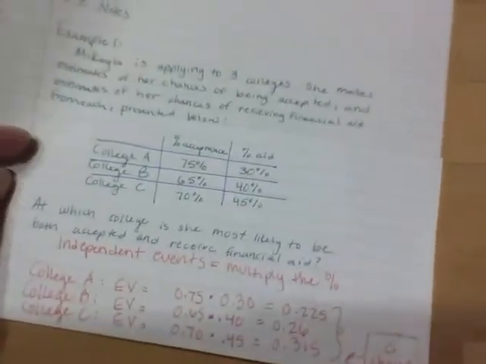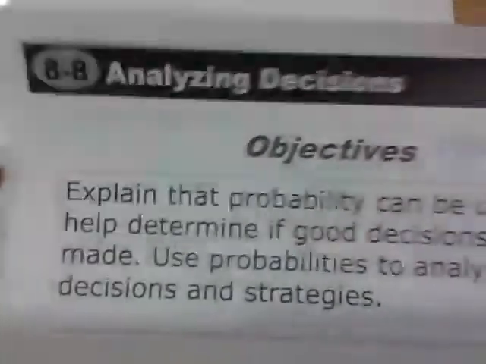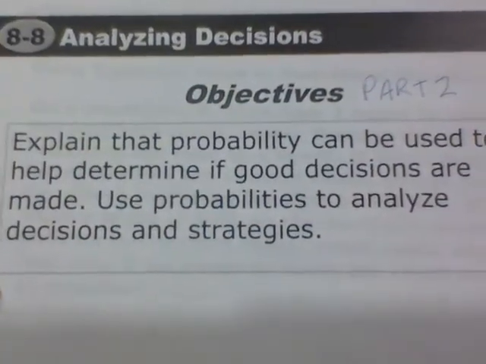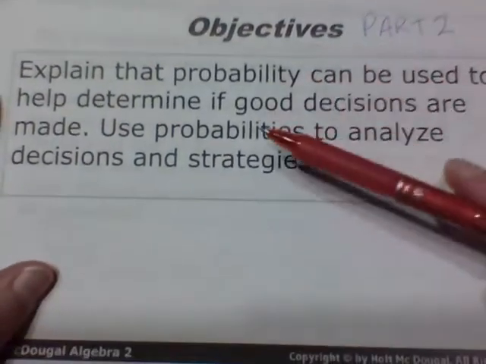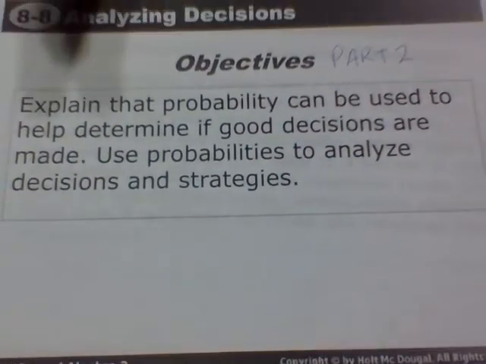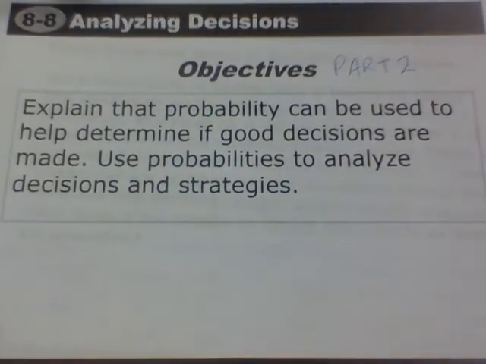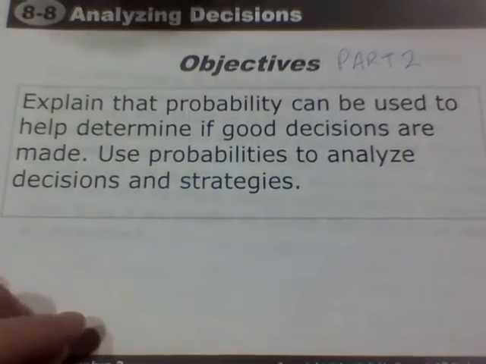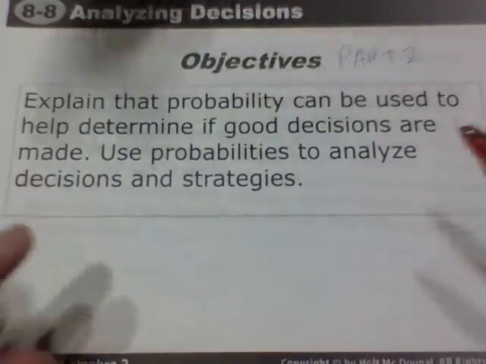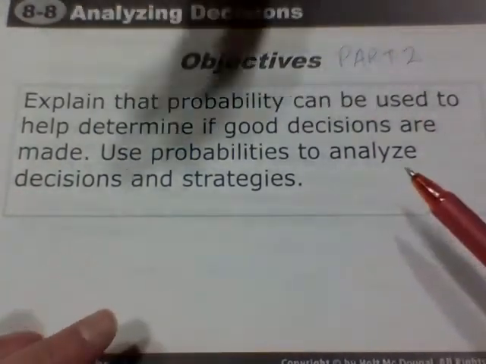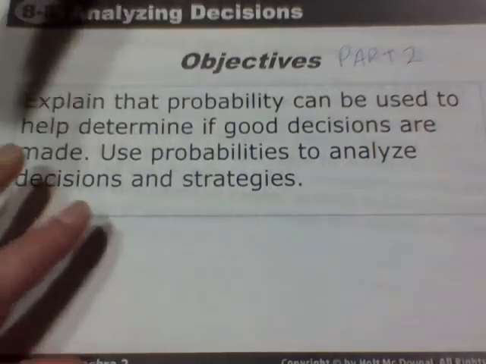All right, so that was the end of our 8.8 notes. Hopefully we are able to explain that probability can be used to help determine if good decisions are made, and to use probabilities to analyze decisions and strategies. Again, the main point is that you take your probability and multiply it by the value that you would get. All right.